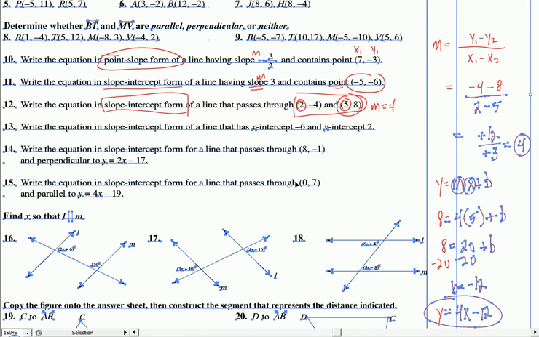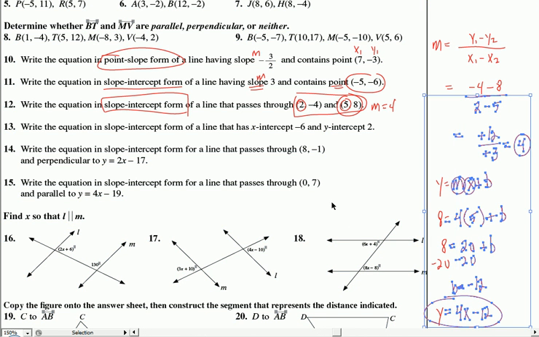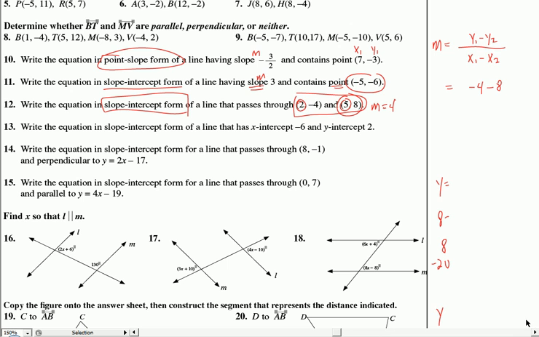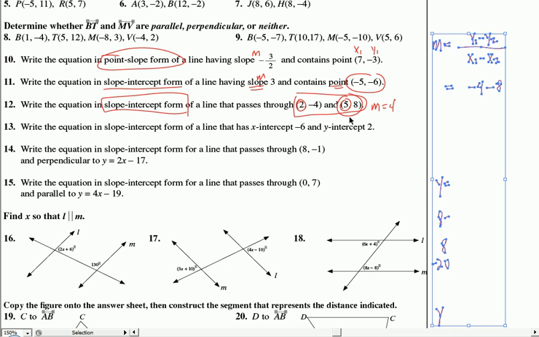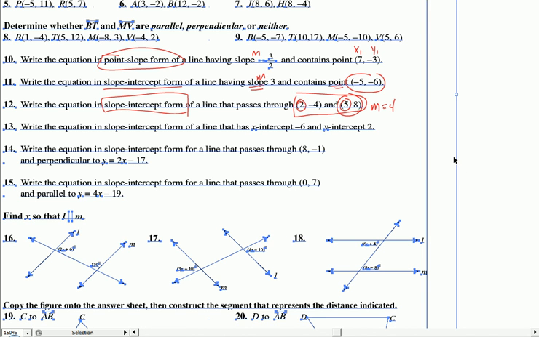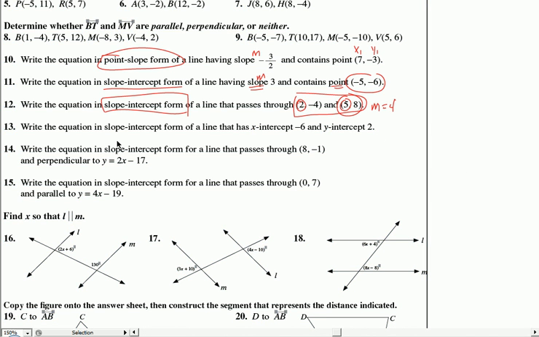Oops. Okay. All right, let's get rid of all this mess. All right, let's do this one.